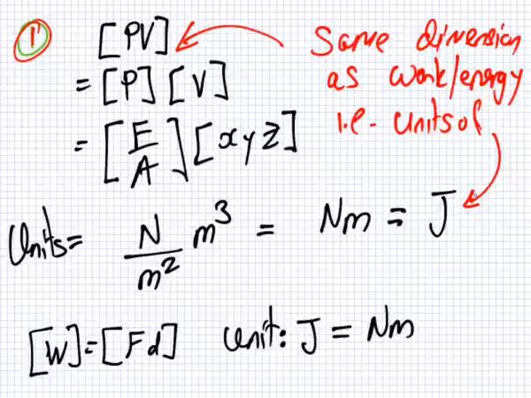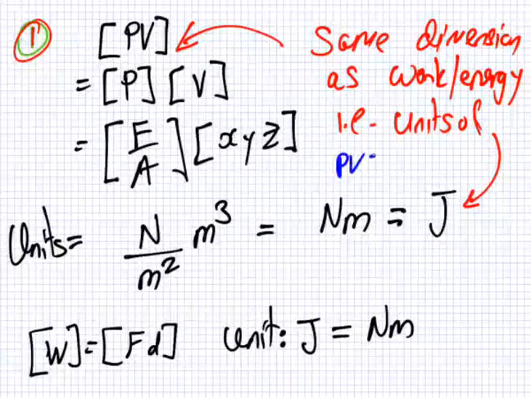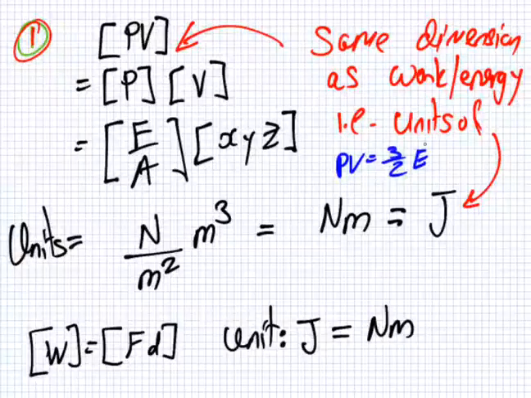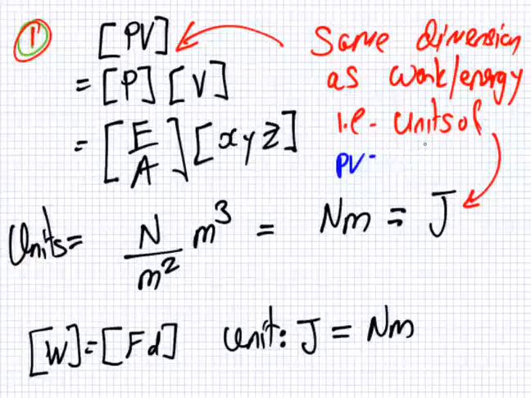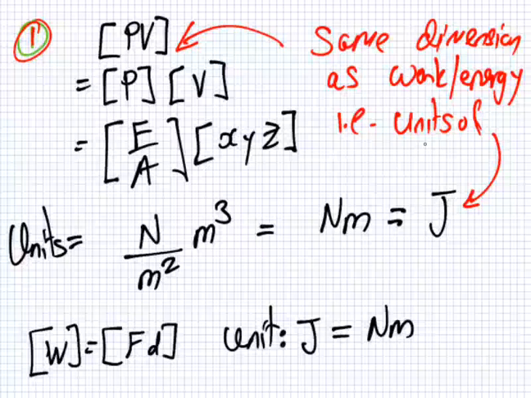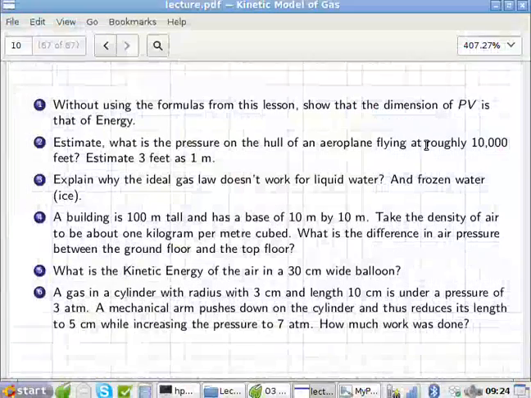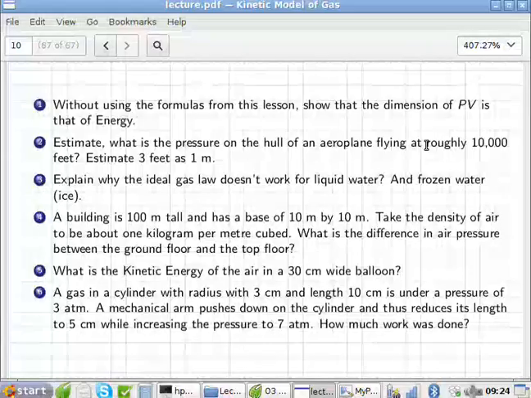But this shouldn't surprise you, because in the lesson, what did you learn PV is equal to? I think it was 3 over 2 times the energy in the gas, the kinetic energy, right? So the result shouldn't surprise you at all. Okay, write this one down. I've seen this one in the exam, by the way. It's a small 2-mark question. This one just like this.